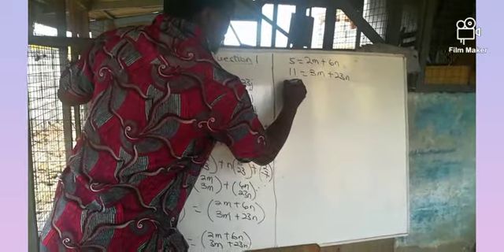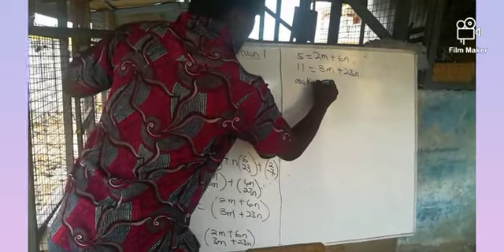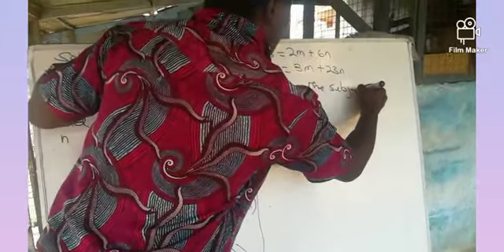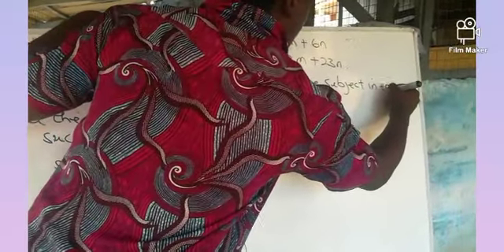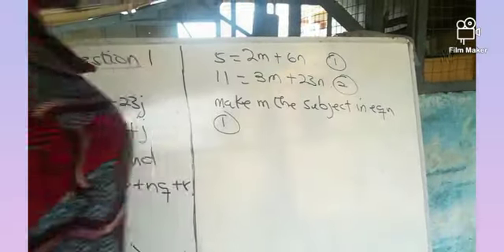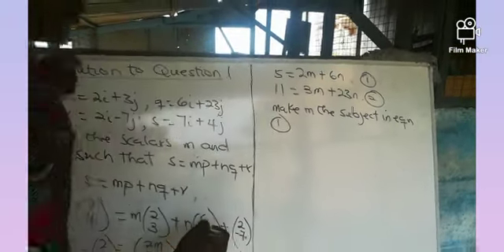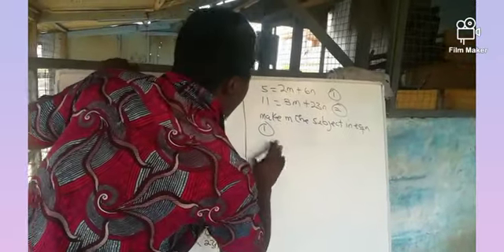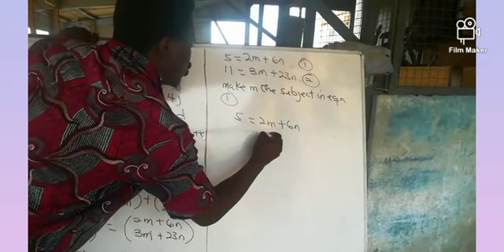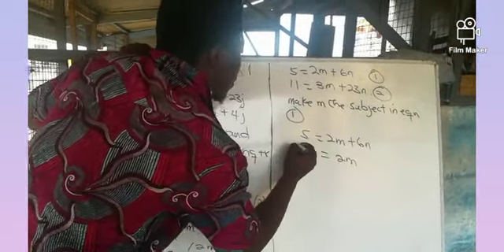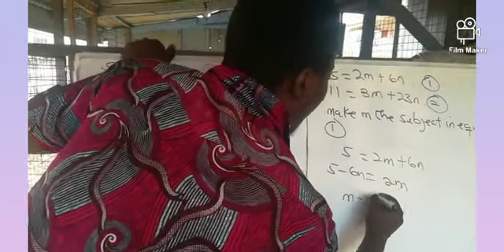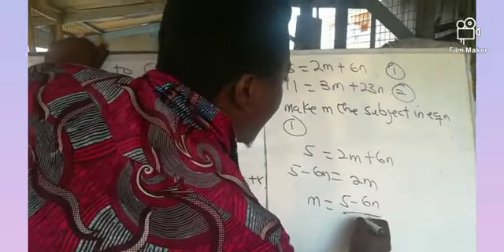So we want to make m the subject in equation 1. This is our equation 1, and this is our equation 2. So if you want to make m the subject in equation 1, 5 is equal to 2m plus 6n. So 2m is going to be equal to 5 minus 6n. Now our m is going to be 5 minus 6n divided by 2.